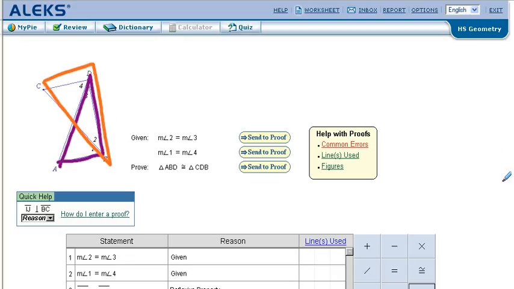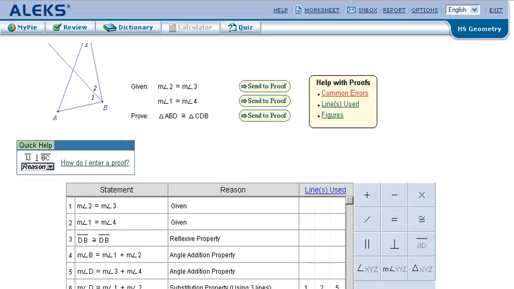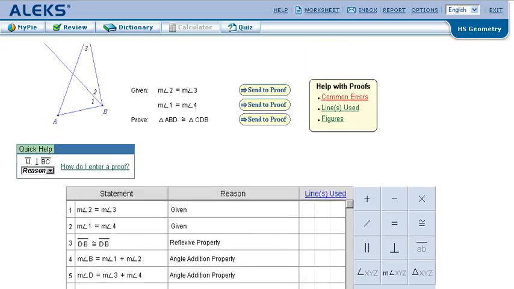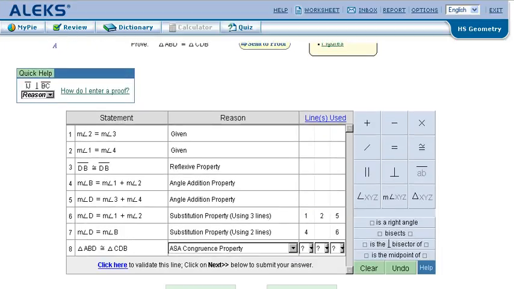And we did that by showing that first off, the toes, if you will, of the two overlapping triangles were congruent. That's angles 2 and 3. So there's a pair of angles. And then the overlapping sides, DB are congruent to DB. It's a pair of sides.